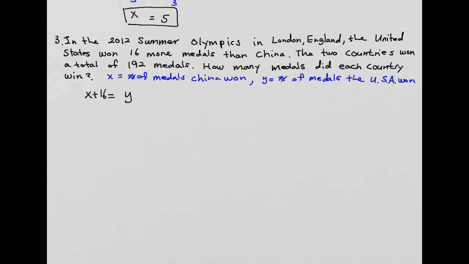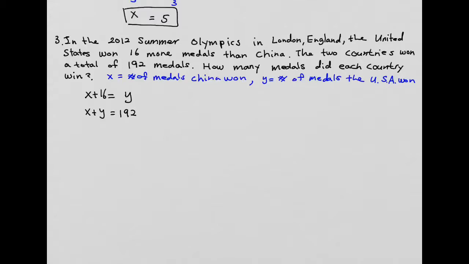When you have two unknown values, you have to have two equations. Let's see if we can create one more equation with those two variables. And the next sentence that we see is the two countries won a total of 192 medals. So that gives you a total, meaning you're adding the number of medals from those two countries, and it will be 192. So in other words, your y is equal to x plus 16.